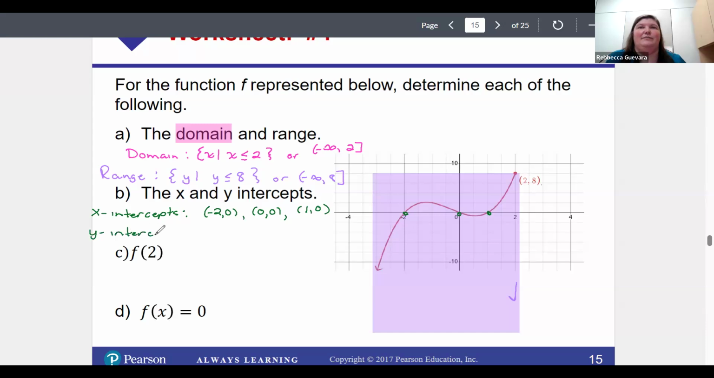Y-intercepts. Well, we only have one, and it's at 0, 0 again. So this is a case where we share an x and y intercept. It's the same point at 0, 0. F of 2, once again, we were already told that. We have an ordered pair there. So f of 2 is 8. F of 0 is the origin. So here x would have to be 0.